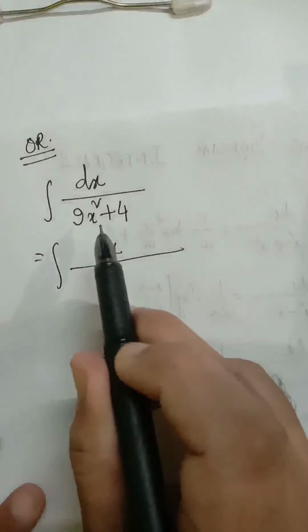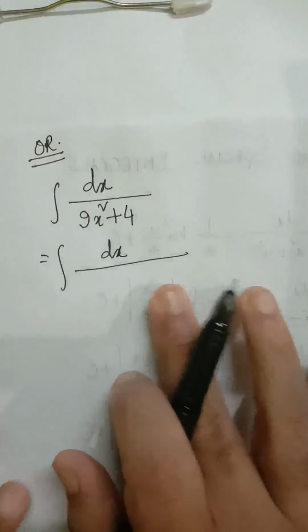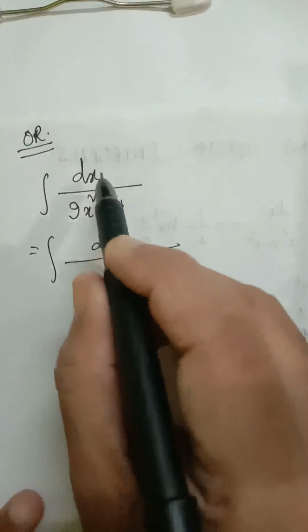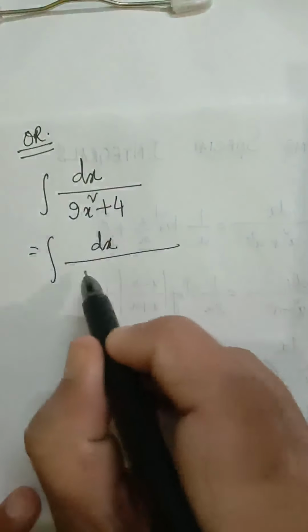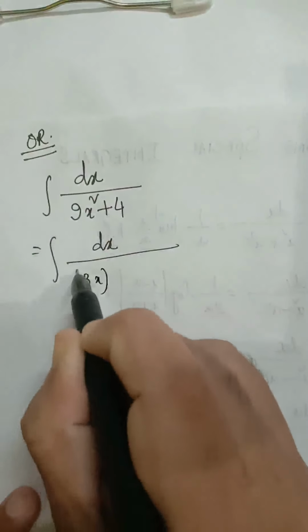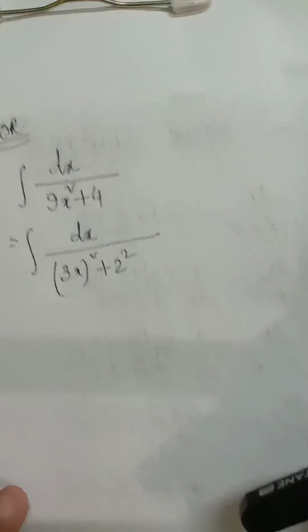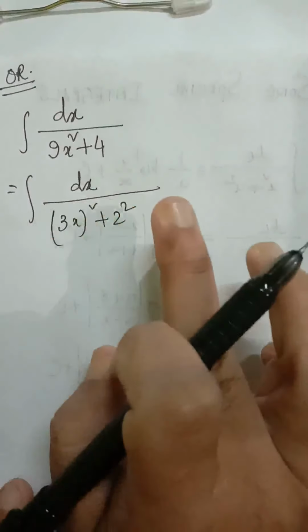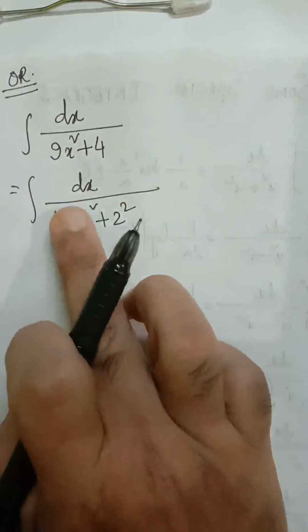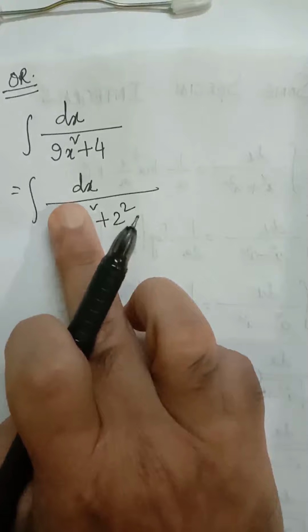Now this particular question we can do in this way also, without using the method of substitution. Suppose we have to integrate the same question, dx by 9x square plus 4. This can be written as (3x) square plus 2 square. Now this integral is of the form x square plus a square, but you have to be very careful. This expression must be linear, only in terms of x. You can see 3x is a linear expression.